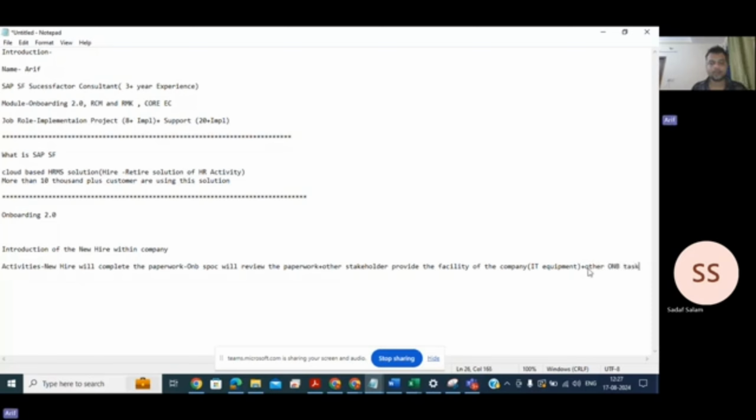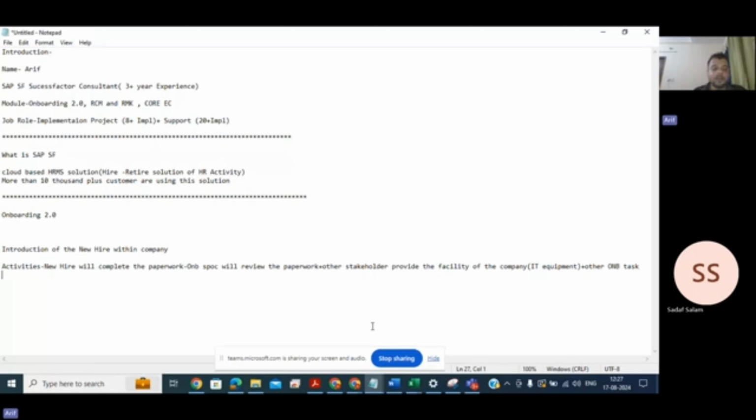This is the other onboarding task. Okay, so let me just reiterate this once again. It's the introduction of the new hire within the company, and when we introduce the new hire to the company, certain activities are involved that need to be done by several stakeholders. So the new hire will complete the paperwork, since I am going to join the company. There are certain forms that I need to fill in for the joining process.